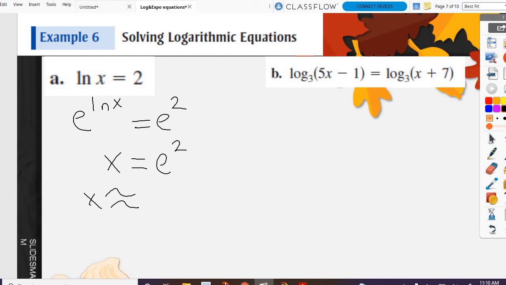What do we get? 7.389. So make sure all of us can find our e buttons on our calculator.